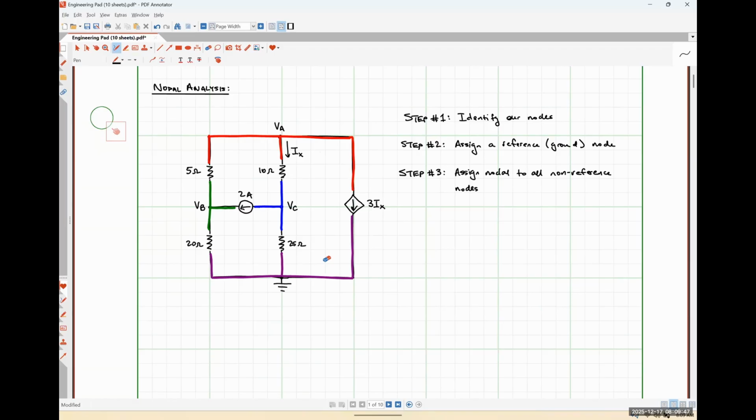All right, so step 4 is technically going to be an optional step. And what I mean by that is if we don't have any dependent sources, then we can skip step 4, okay? So step number 4 is going to be to express our controlling variables in terms of the nodal voltages.